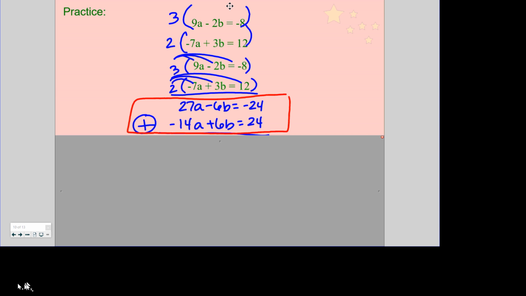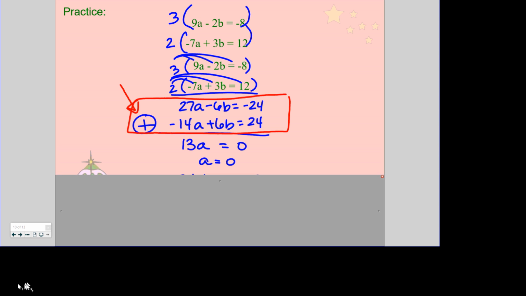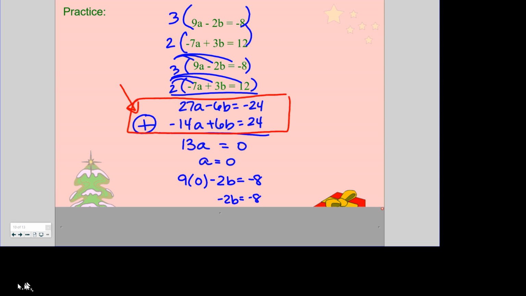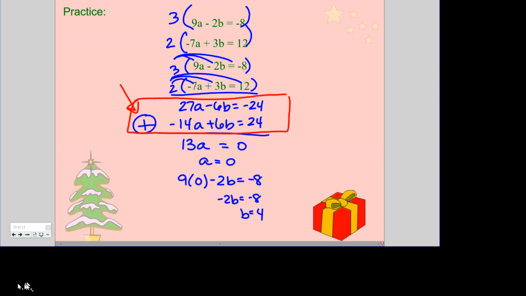I can now see that my b's have the same coefficient in front of them, and they have opposite signs. So that means that adding these together will help me eliminate the b's. So take it from here, click pause, work it out. When you're ready to check, click play. Okay, so hopefully you have solved and found that a's value would be 0. Use a's value back into one of the original equations, solve for b, and you get it to be 4.